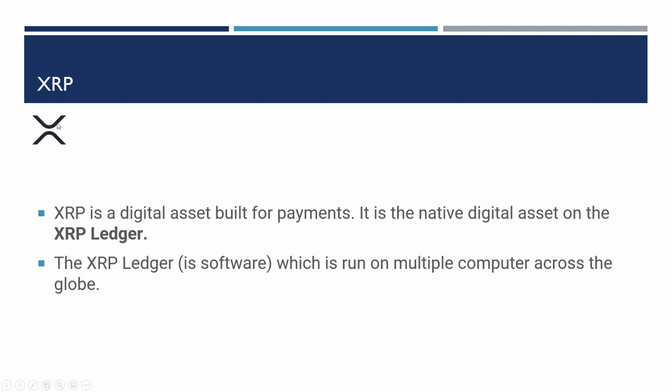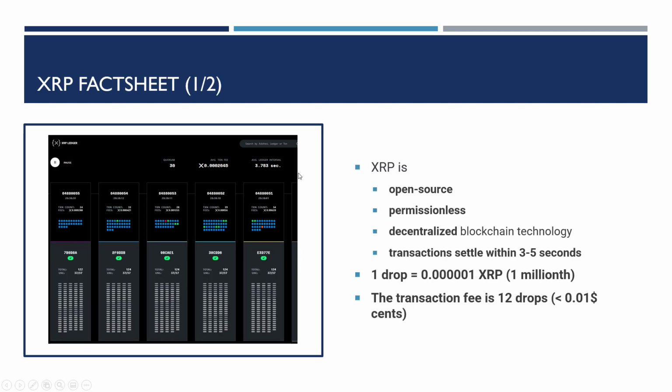On the top left, there's the logo. This is the logo of XRP, the digital asset, and this is not called Ripple. Ripple is a company. We'll come back to that later. But very important to remember, XRP is a digital asset. It's a cryptocurrency, and it's existing on blockchain technology more or less.